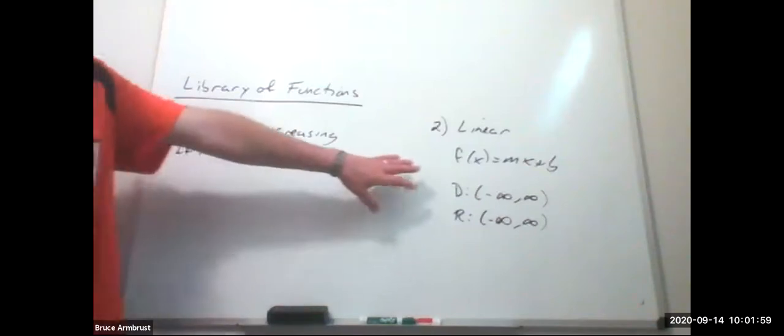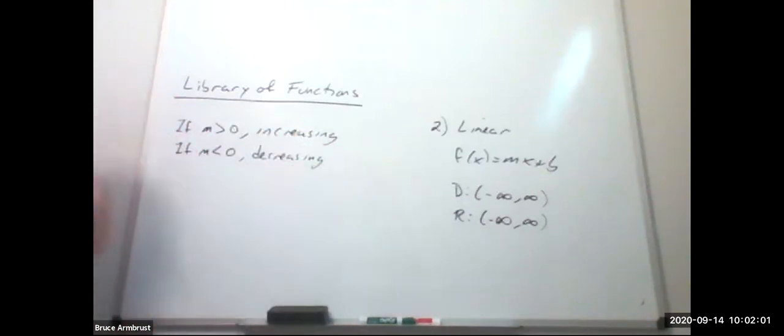And so for these, increasing or decreasing is solely determined by the slope. It doesn't matter what the y-intercept is. It can be absolutely anything. But the slope tells you everything in terms of increasing and decreasing. All right, how about even and odd? Is it even, odd, or neither?